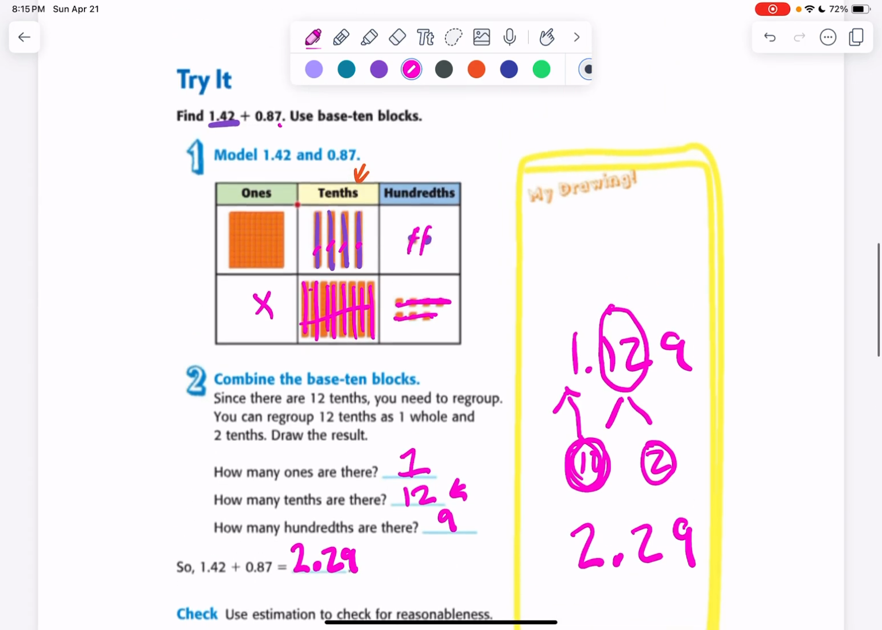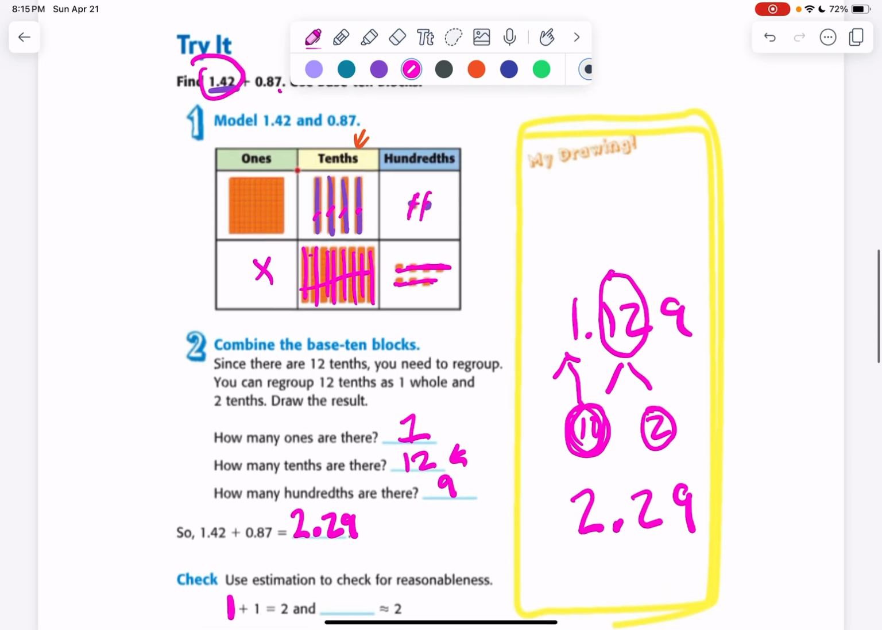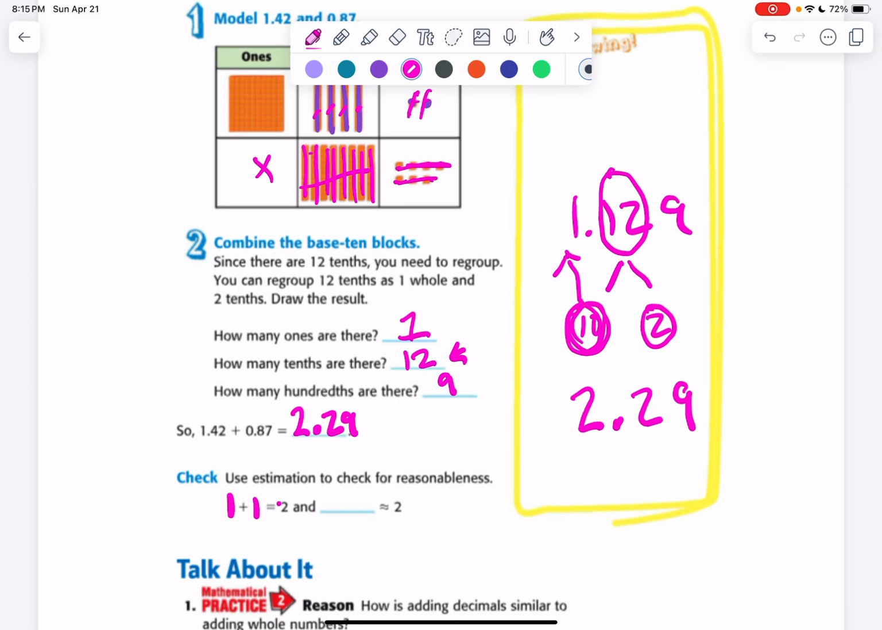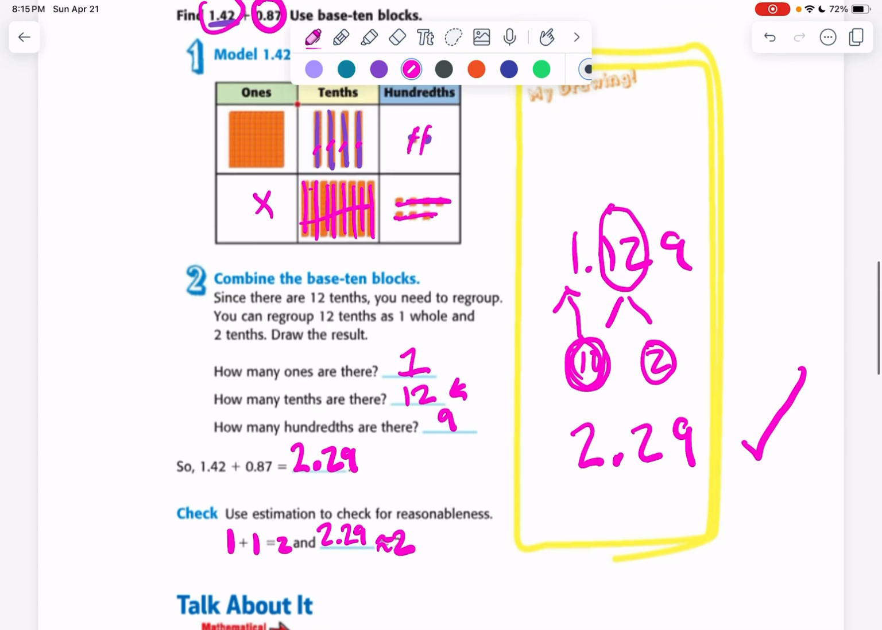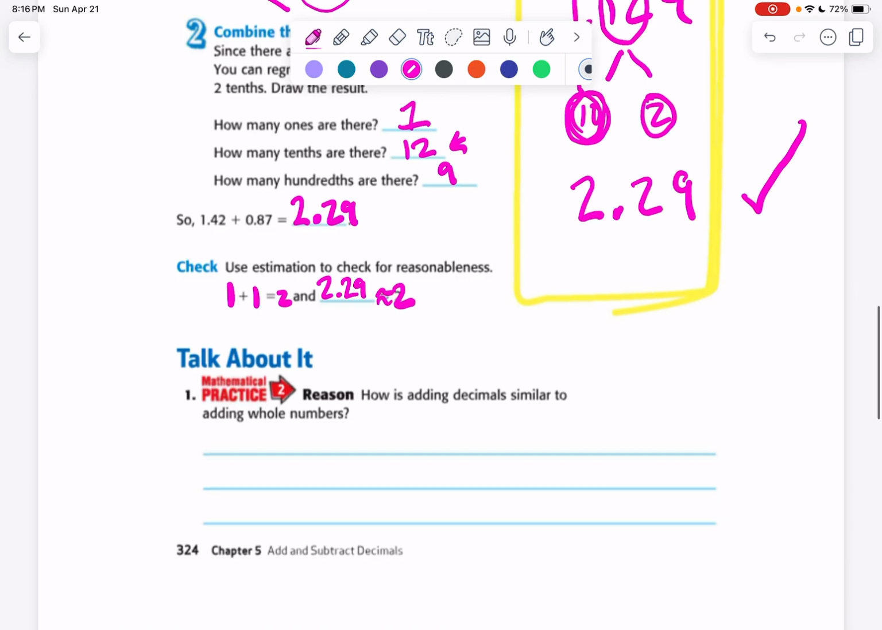Does that make sense? Well, if we round 1.42, that's 1 whole. And if we round 0.87, that would also become 1 whole, which equals 2. And I would say that 2 and 29 hundredths is roughly equivalent to 2 wholes. So yes, this makes sense. Just remember, if you get a group of 10, like we did here, or more, you need to regroup to the next place value over, which leads to our last question.